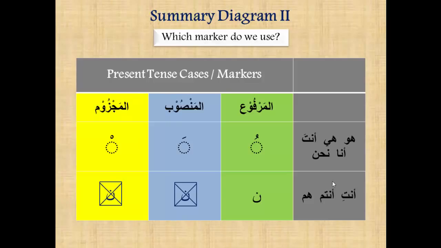On the other hand, if we have verbs conjugated for anti, antum, and hum, taf'alina, taf'aluna, and yaf'aluna, the marker for the marfu' is the presence of the noon, yaf'aluna, called thubut an-noon, the presence of the noon. But in the mansub and the majzoom, we drop the noon, yaf'alu, taf'alu, taf'ali. That's called hadhf an-noon. So these are the markers. We can either have short vowels or the presence or the dropping of the noon.